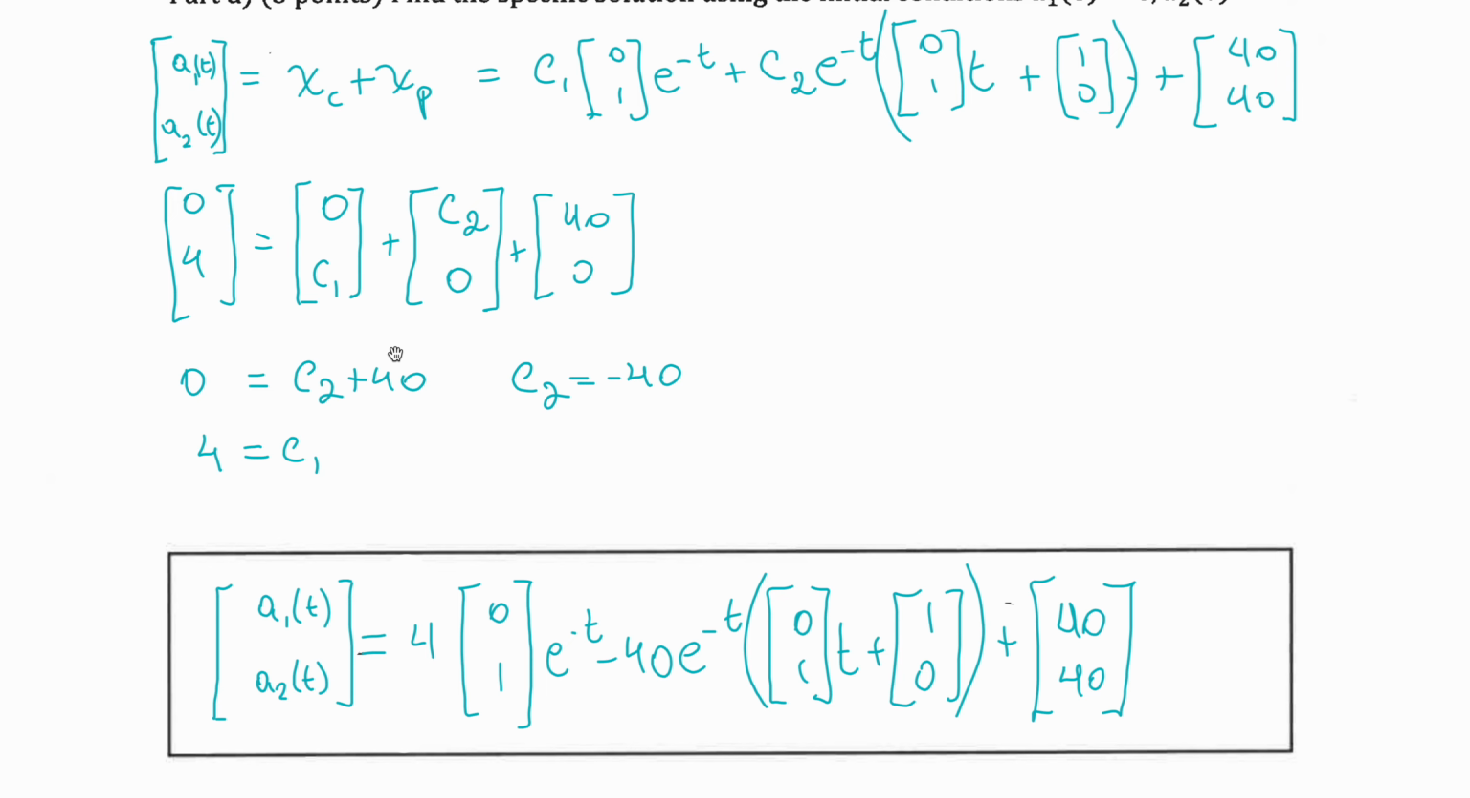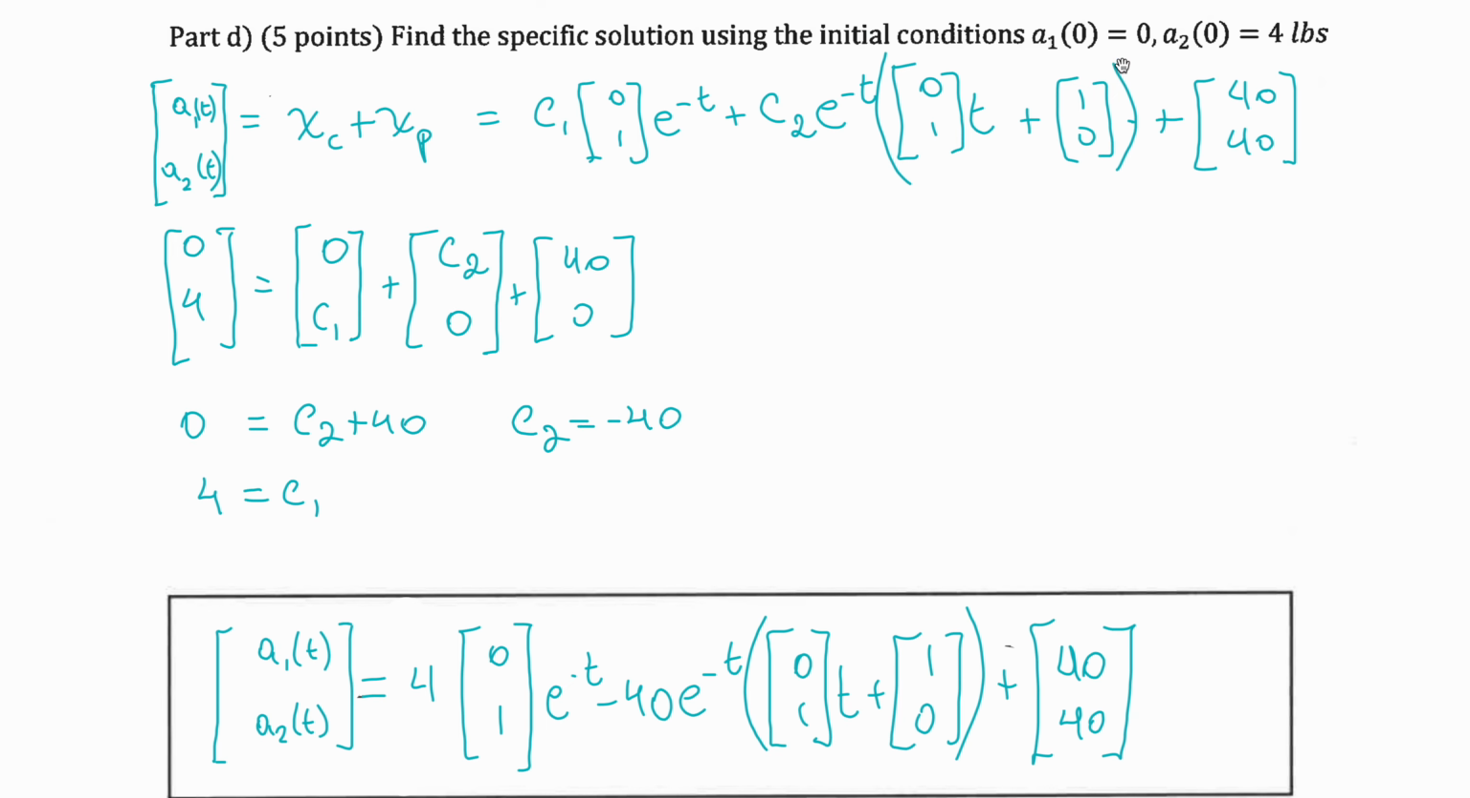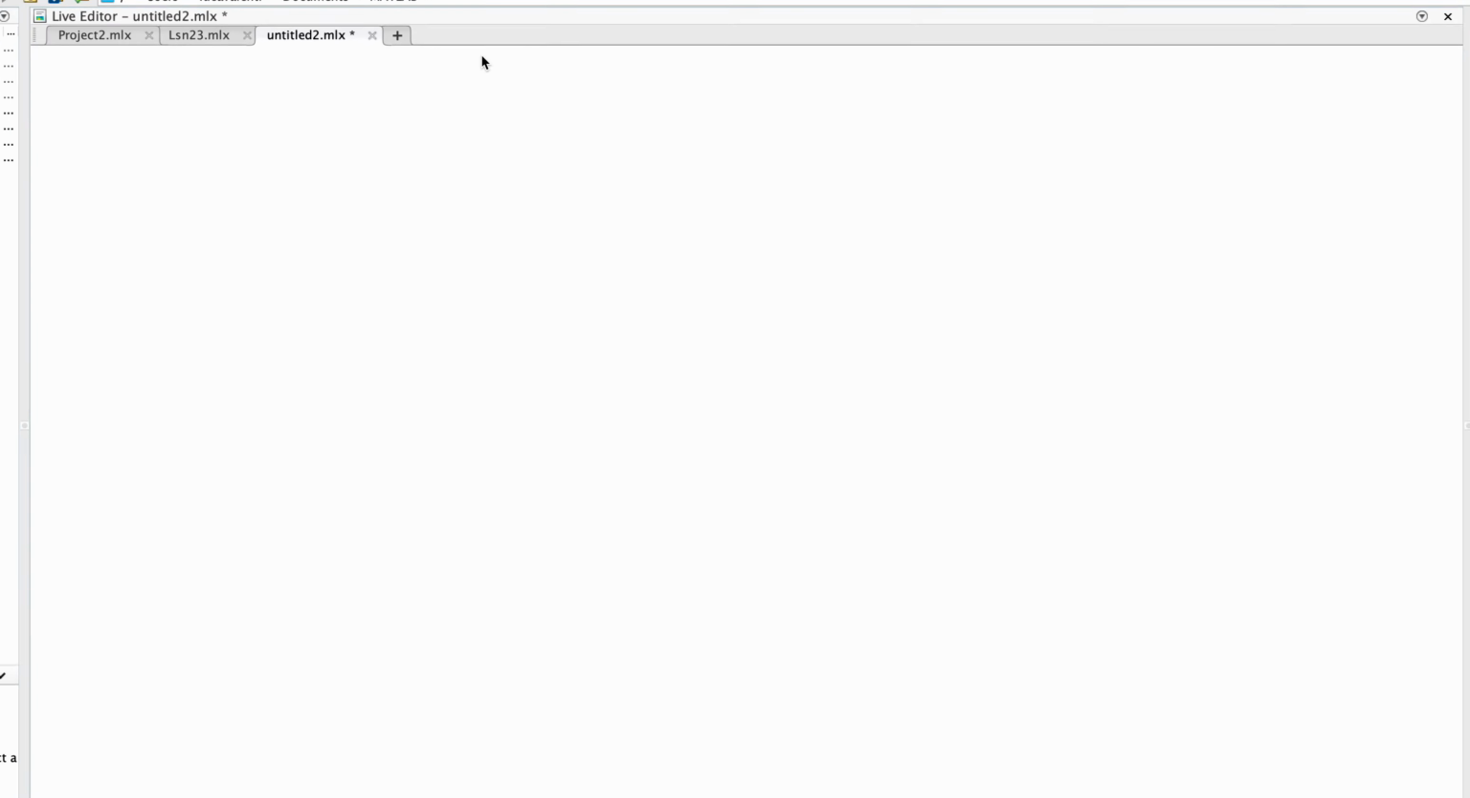Found two initial conditions here. For C1 and C2, with two initial conditions, we found the C1 and C2 values. So I'm going to show you how to do that in Matlab, and then I'm going to show you how we can check this. So let's go over to Matlab.